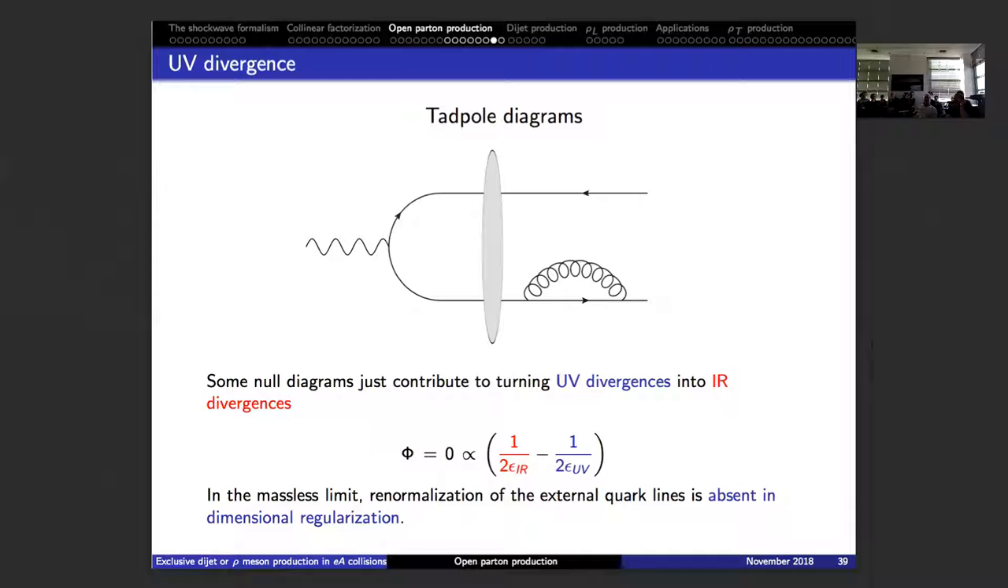You confused all of us. Sorry. So how does the integral become a tadpole? It's a scaleless integral, which is zero. Yeah. But strictly speaking, you just get the same.